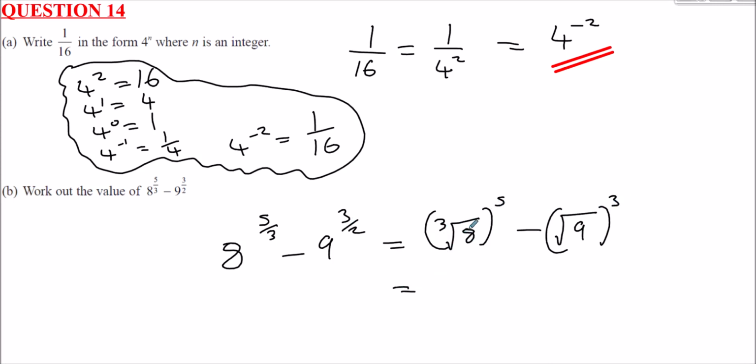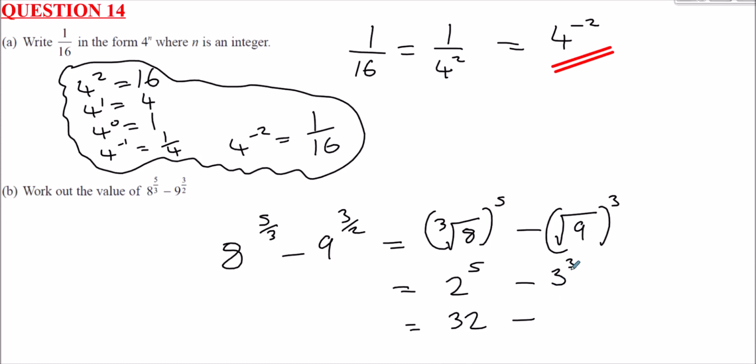So the cube root of 8 means what number multiplied by itself three times makes 8? Well, 2 times 2 times 2 is 8. So the cube root of 8 is 2. So that's 2 to the power 5. And the square root of 9 is 3. So that means 3 to the power cubed. 2 to the power 5 means 2 times 2, which is 4. Times 2 again is 8. Double that again is 16. And finally double that is 32.